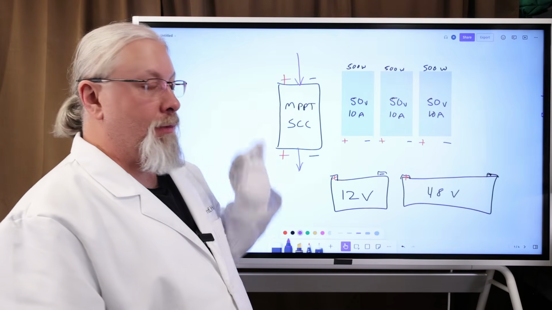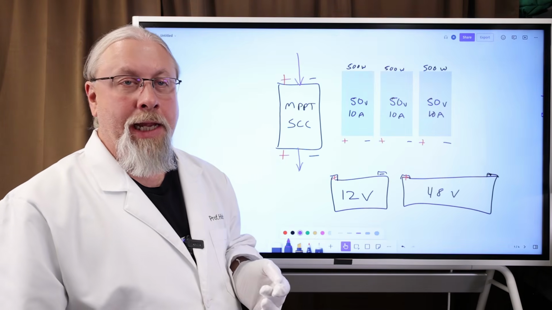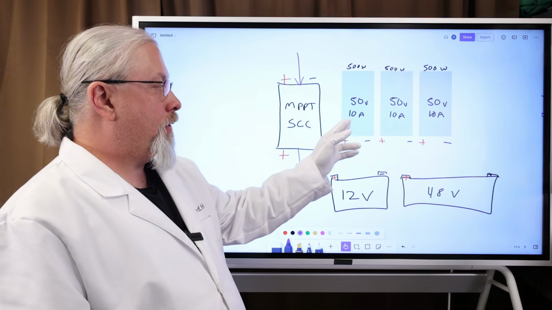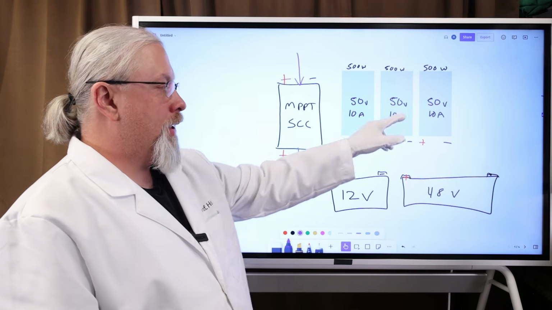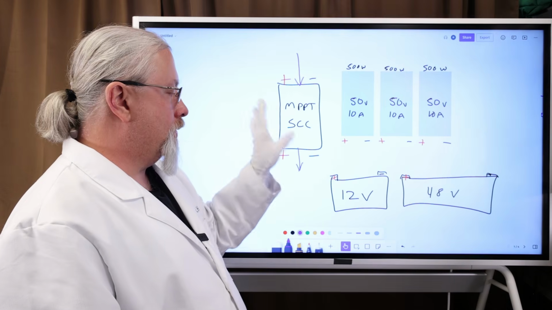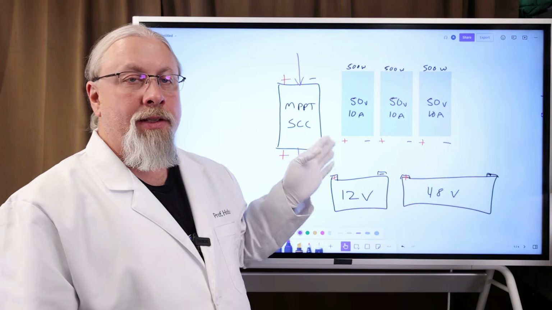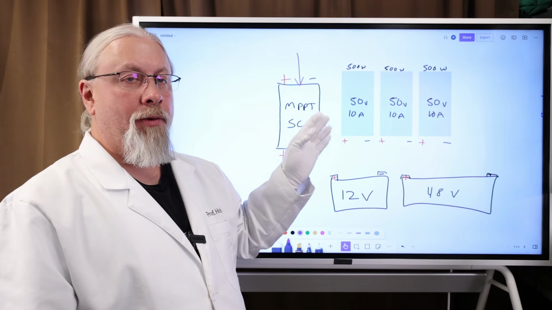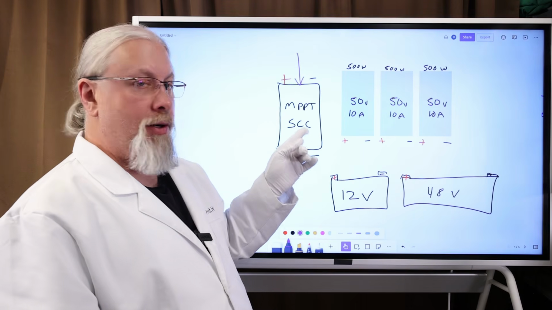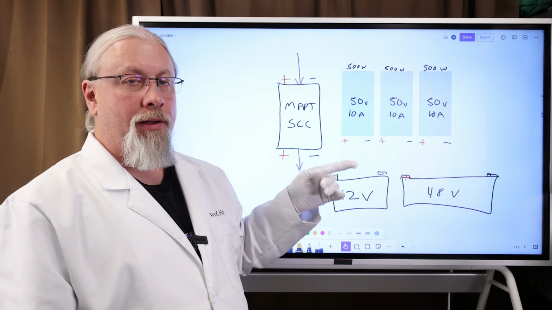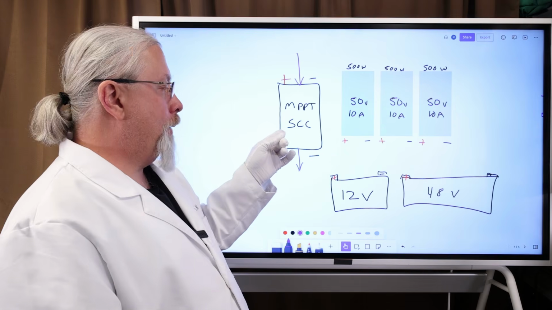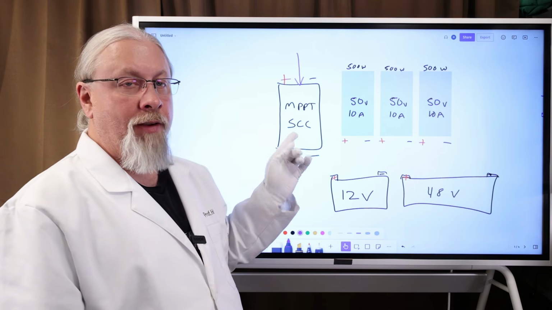Okay, so let's talk a little bit more about solar panels and batteries when it comes to amps. So we have 3 500-watt solar panels here. Each one does 50 volts at 10 amps. We have a solar charge controller, and we have a 12-volt and a 48-volt battery. So a higher voltage solar panel array will require smaller, cheaper cabling to run longer distance. And MPPT solar charge controllers favor high voltage.